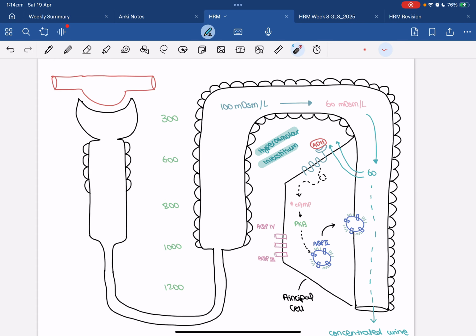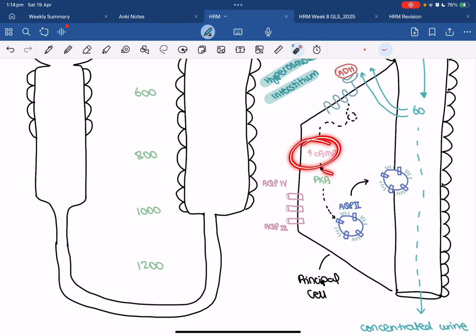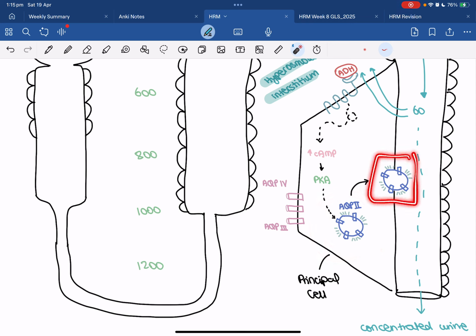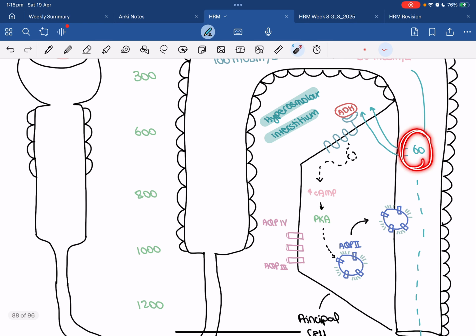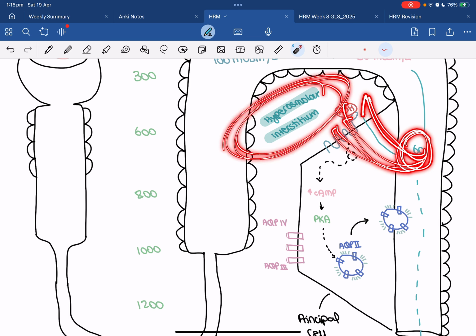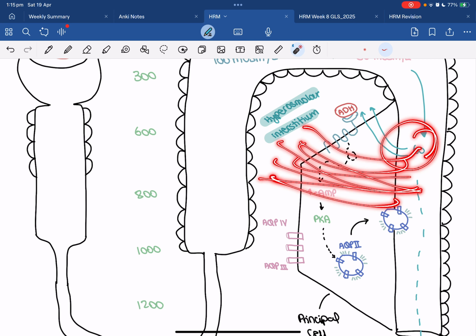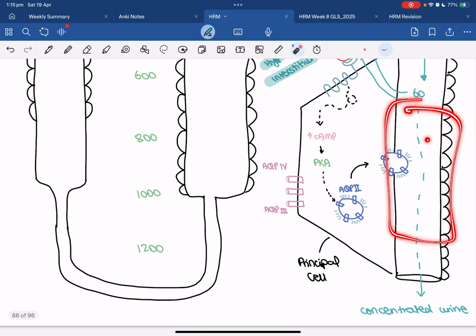But if we have a look at the bigger picture, you can see cAMP, protein kinase. These aquaporin channels, the second ones, are only created by ADH, and they help to bind onto the apical membrane. Once they do that, they help to increase water reabsorption. So this 60 milliosmoles is going to get reabsorbed, and this hyperosmolar interstitium is going to become more diluted. If all the water is going out, what's going to happen to the urine that's left? It's going to become concentrated, and therefore you get concentrated urine.